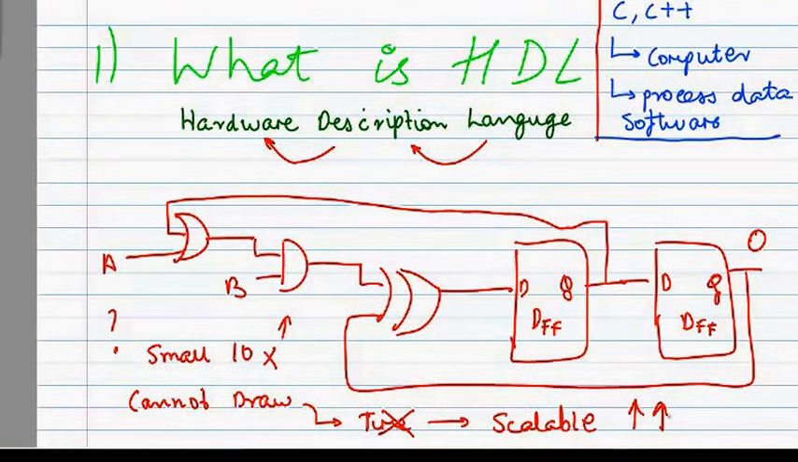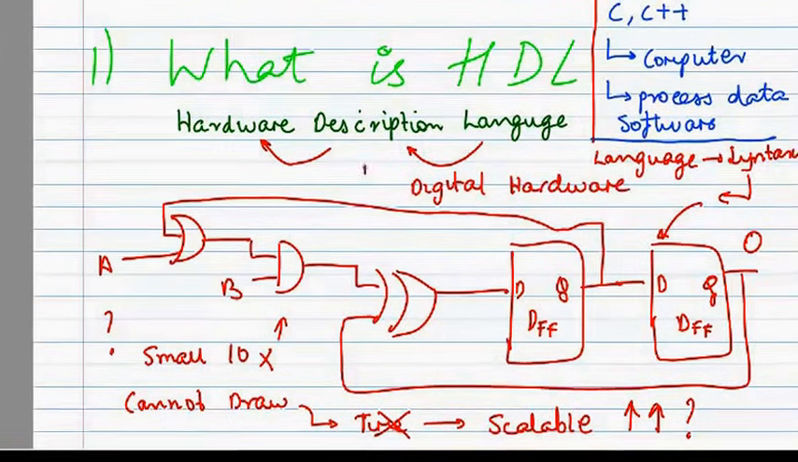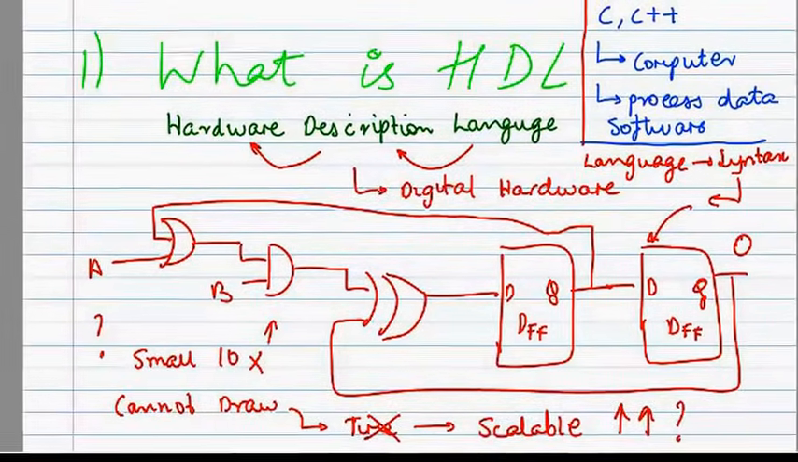So for that, what do I do? That's the question. I would need a language that has some syntax or words that will help me describe a circuit like this. That is the fundamental need of why we need a hardware description language, is something that we can describe digital hardware with. Okay, so I hope this basic reason of why we need an HDL is clear.